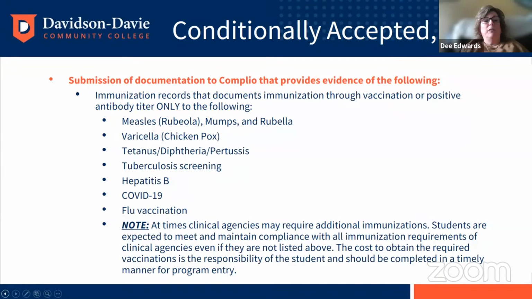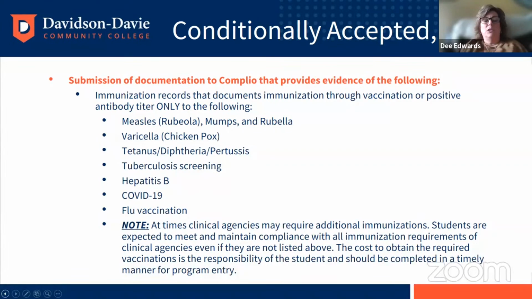So on the screen now is everything that's listed. You are responsible for getting the flu vaccination. That is a hospital requirement. Also the COVID vaccination. That is a hospital requirement. So right here, again, that gives you a great list of what you got to have. So right now is a great time to start looking at records, the state registry, your pediatrician, if they're still there, all that good stuff, because this is where you have to upload all this information into your Compleo account before you go to clinical.